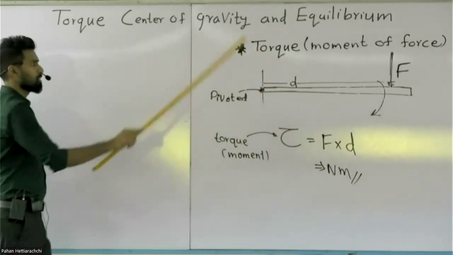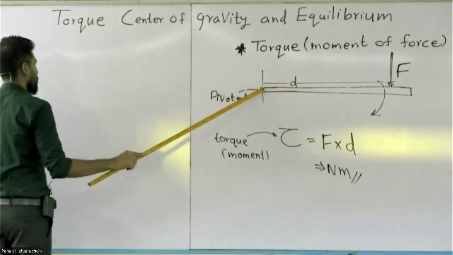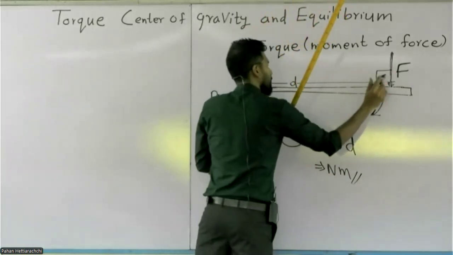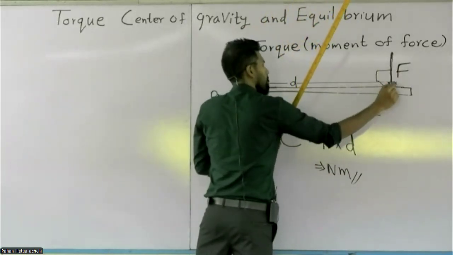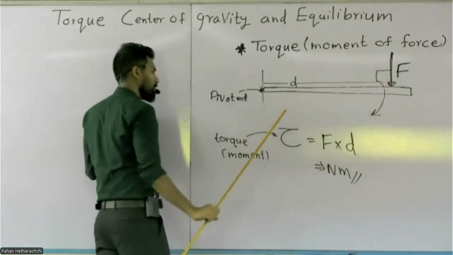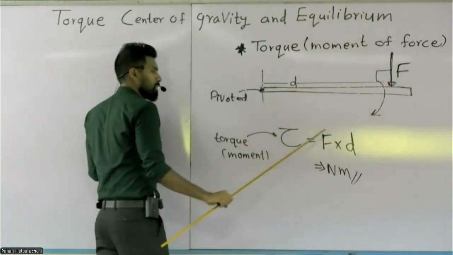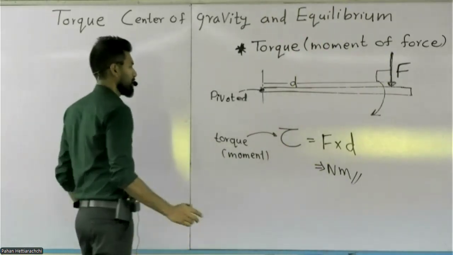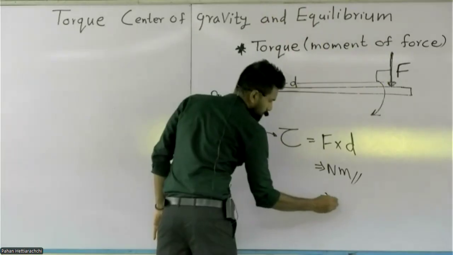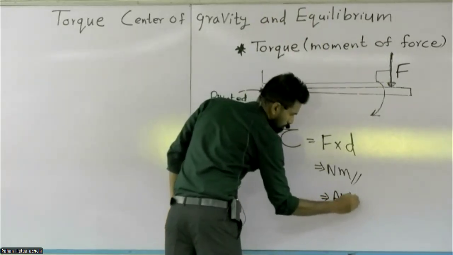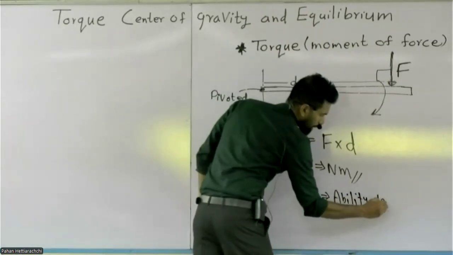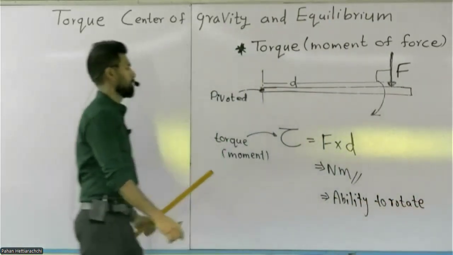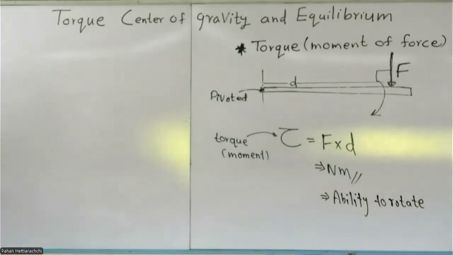Let's fill this first. Torque or the moment of force. This meter ruler is pivoted from this point. It has a distance d, a perpendicular distance to the force applied. In such a situation, the moment or the torque is given by force into the distance value. Measured in Newton meters, the torque measures the ability to rotate.